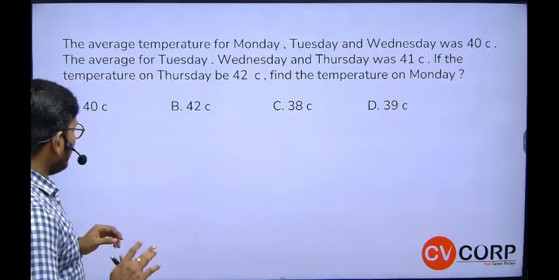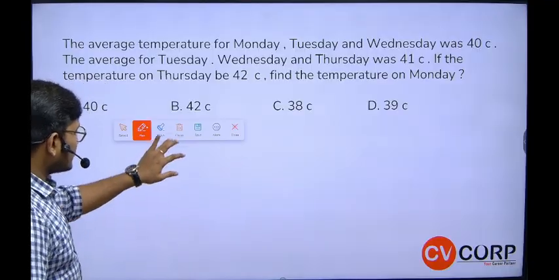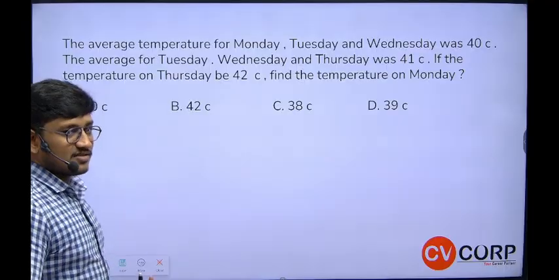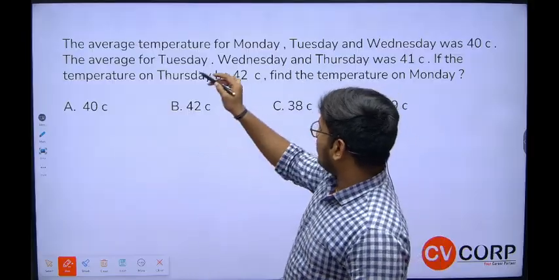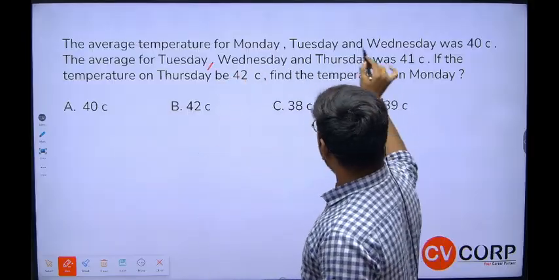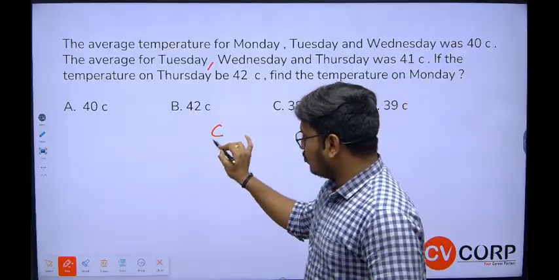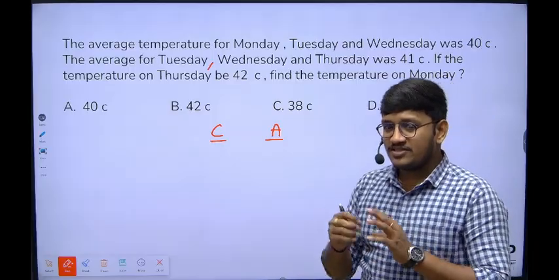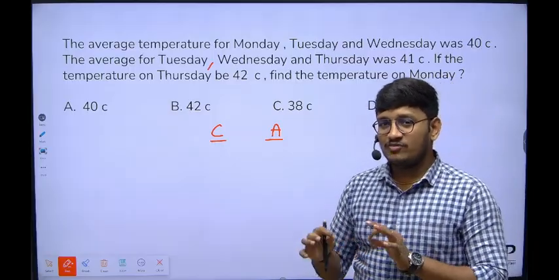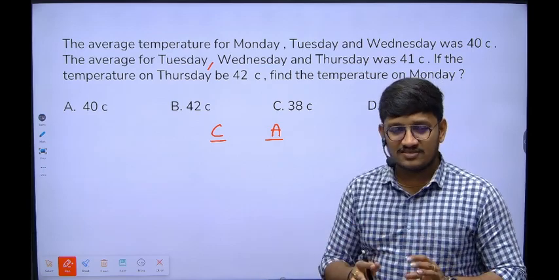Okay, the same logic here. Instead of persons, what have they given? Days, days in a week. If you observe, they're talking about the temperature on Monday, Tuesday, and Wednesday. There are 3 days: count, average. So let's try to solve it quickly. If you understand the logic, you can solve this question in less than 30 seconds.